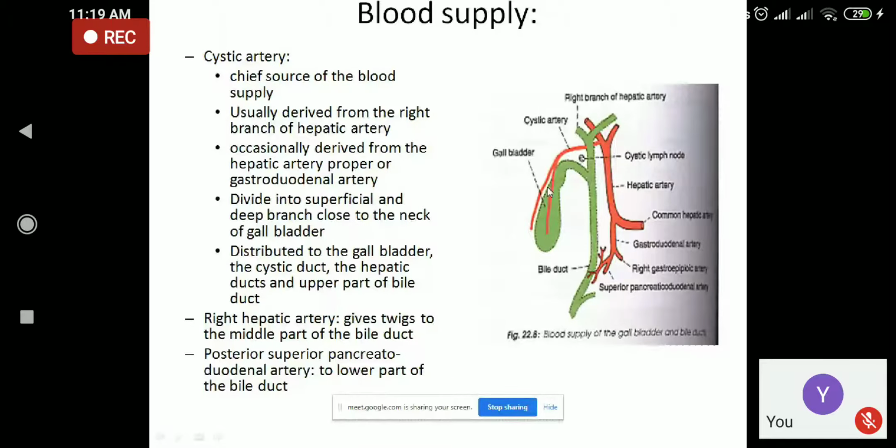It divides into superficial and deep branches close to the neck of the gallbladder. So it supplies the gallbladder, cystic duct, hepatic duct, and upper part of the bile system. The right hepatic artery gives a twig to the middle part of the bile duct, and the posterior superior pancreaticoduodenal artery will supply the lower part of the bile duct. So the chief artery is the cystic artery.